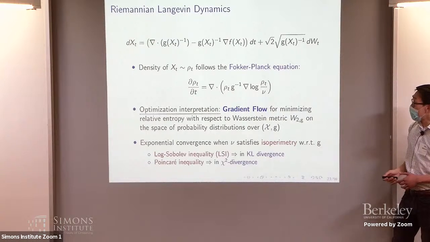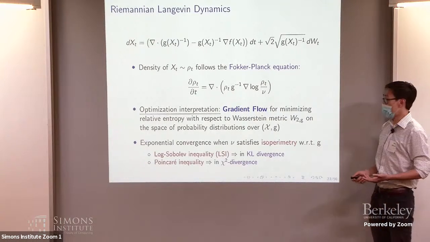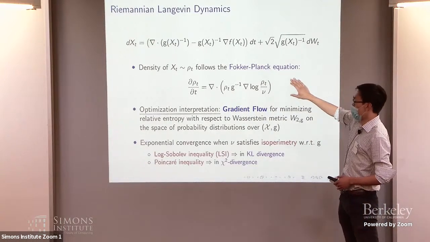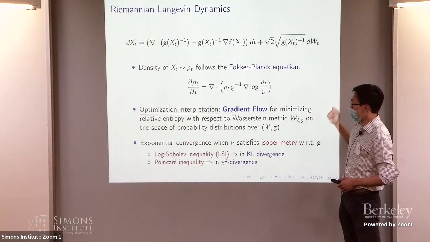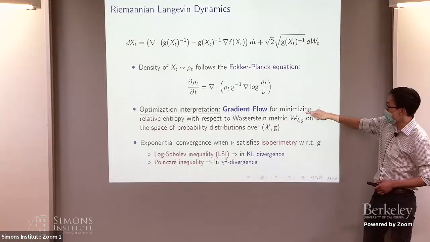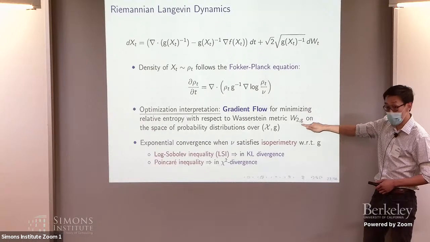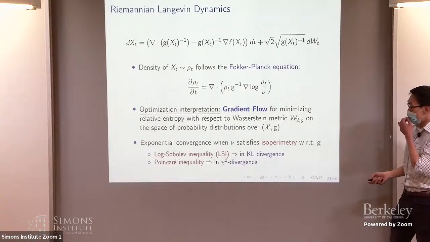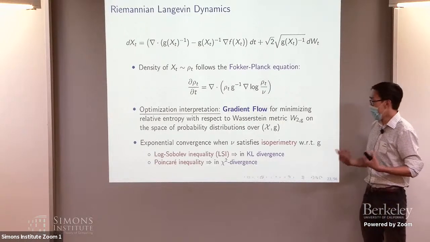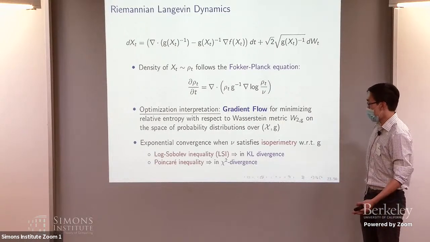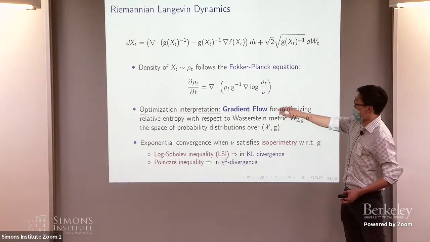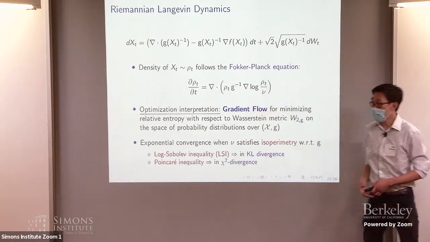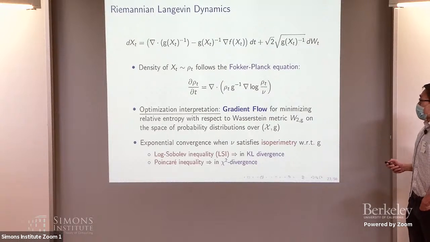Right? And moreover, the optimization interpretation still works. This is also the gradient flow for minimizing KL divergence, but now using the Wasserstein metric generated by this metric G on the base space, right? And then all the conclusions before about exponential convergence rate and isoperimetry, we can also state when everything is defined with respect to this metric G, right? Okay, so this is the general structure.